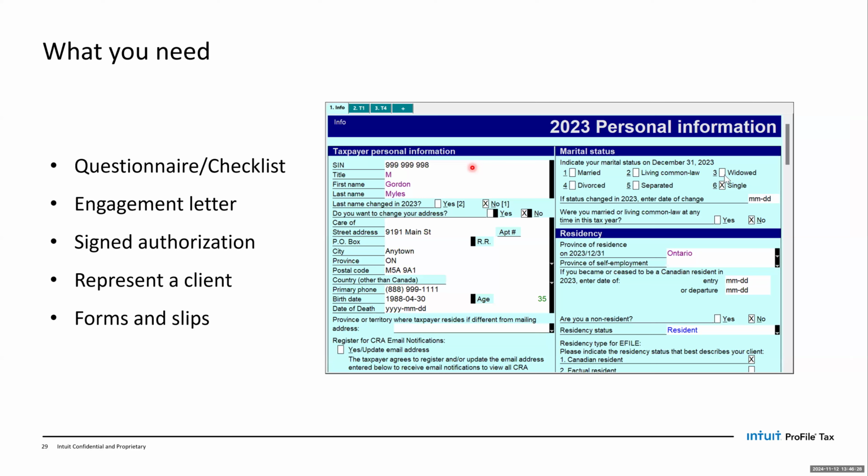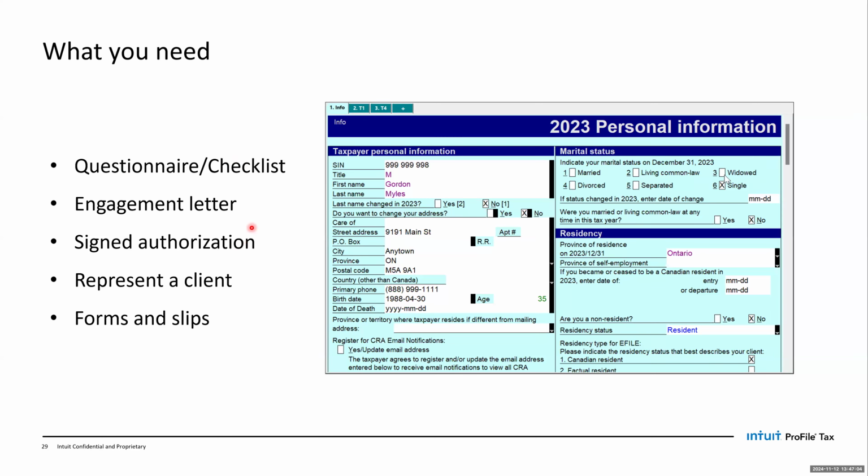So what do you need in order to prepare a T1? Well, I don't think I have to tell you. You're more expert at T1s these days than I am, I'm sure. But you probably have a questionnaire, a checklist, and an engagement letter. And tomorrow, if you come back, we'll show you how you create your engagement letter or use the existing engagement letter that is there in ProFile. You could create your own checklist and questionnaire in ProFile and send it to your client. So we'll talk about that tomorrow.